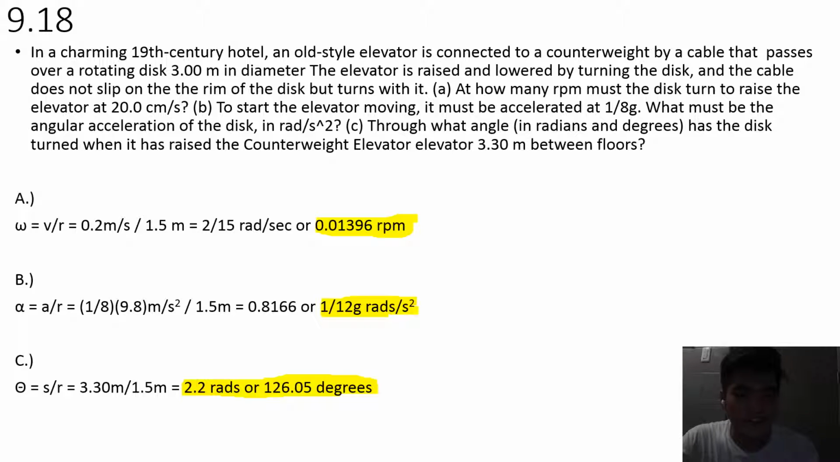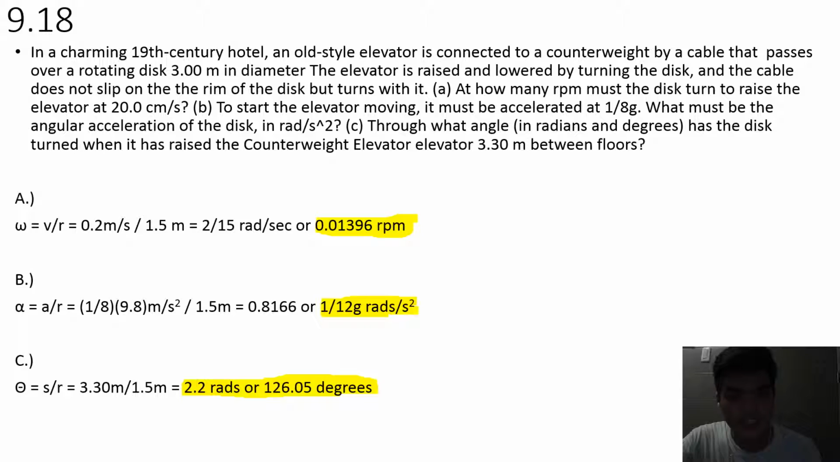So the formula for angular velocity is linear velocity over radius. So our linear velocity is 0.2 meters per second over a radius of 1.5 meters, which will give us 2 over 15 rads per second or 0.01396 RPM. B. To start the elevator moving, it must be accelerated at 1 over 8 g.